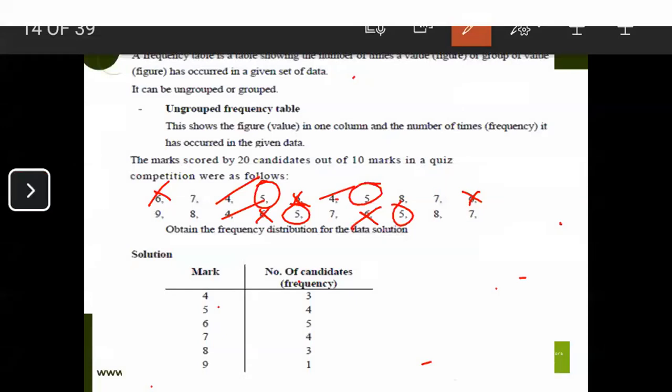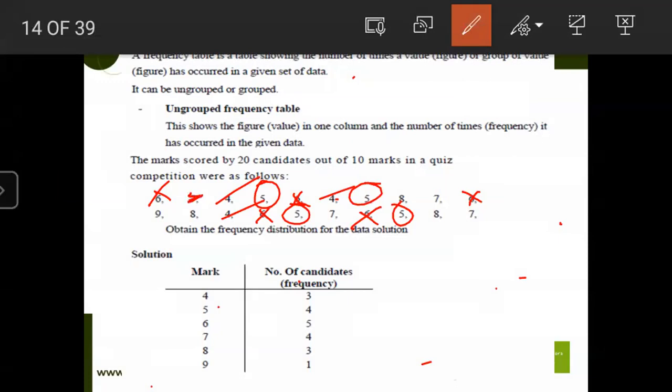You still go again. We are on 7. 1, 2, 3, 4. 4 times.